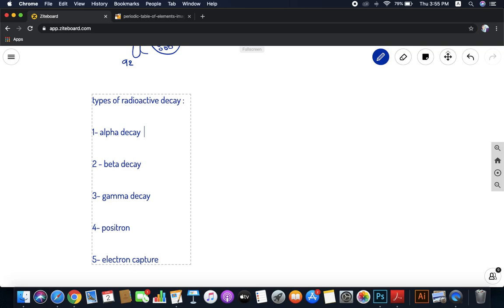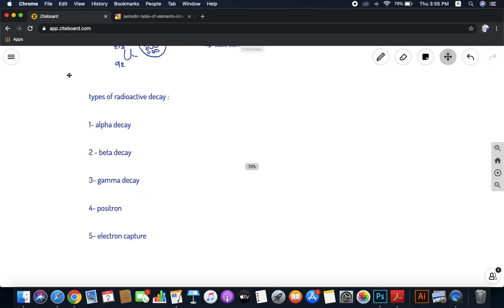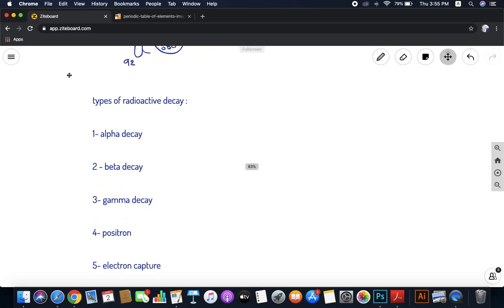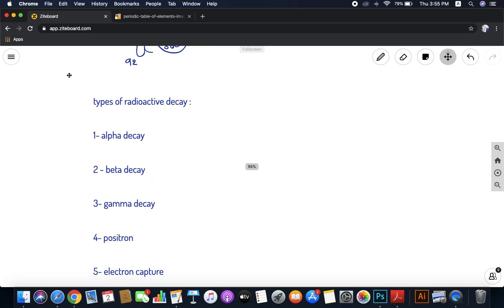Now those are the types of the radioactive decay. Now let's compare between them. What's the difference between all of them? The difference between those types of radioactive decay will be in the number of protons and neutrons the atom will lose. For example, if I have an atom, some atoms will lose protons and neutrons. Some atoms will lose just protons and some atoms will lose just neutrons. So it depends on the number of protons and neutrons.